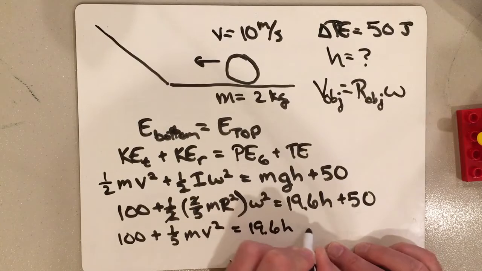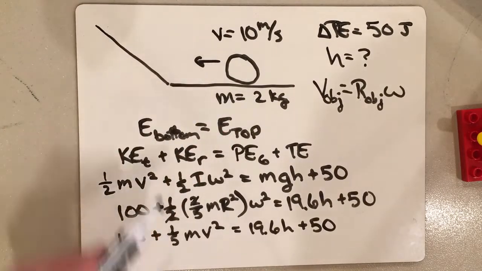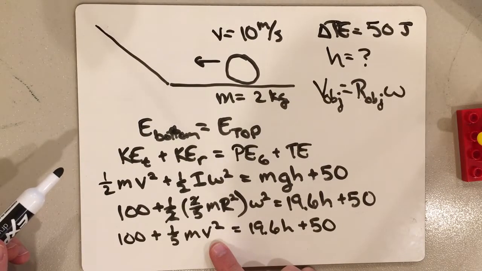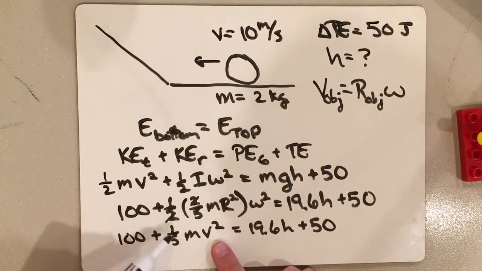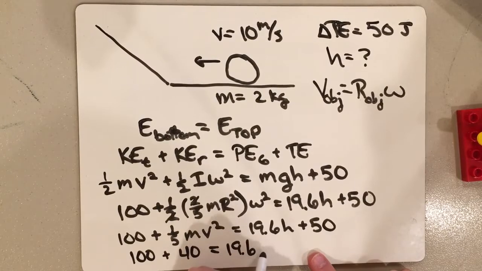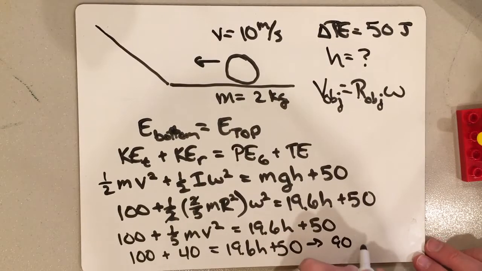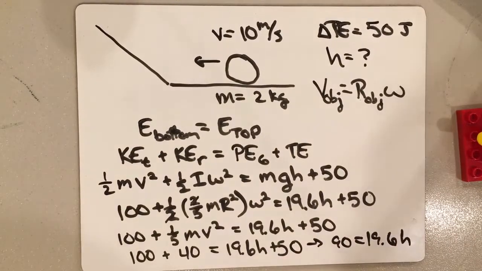Equals 19.6 h plus 50. Okay, so 1/5 times my mass is 2, my v is 10, so this is 100 times 2/5, which is 0.4, so this is going to be 40. So this is 100 plus 40 equals 19.6 h plus 50. So this is obviously 140. I'm going to subtract 50 from it. That's going to give me 90. And then, of course, we just do the division. And I get that h is going to be 4.59 meters, approximately.